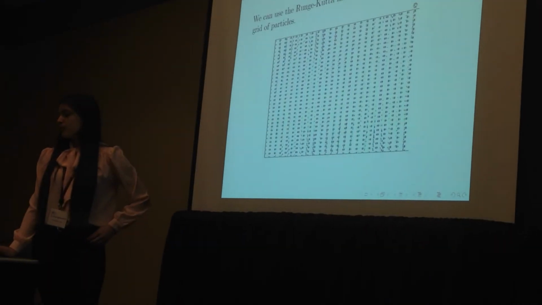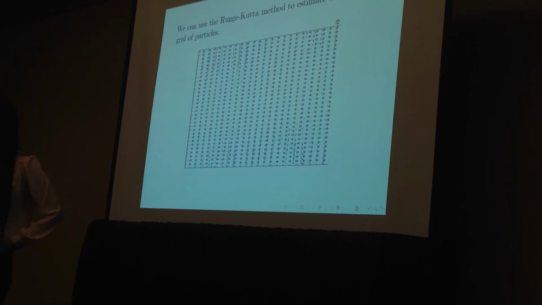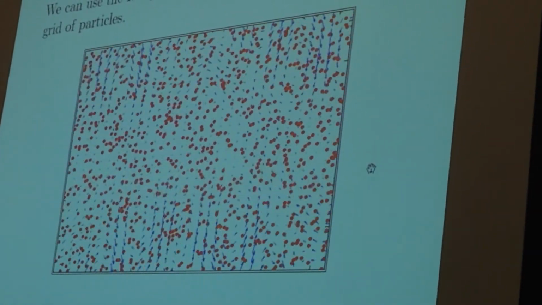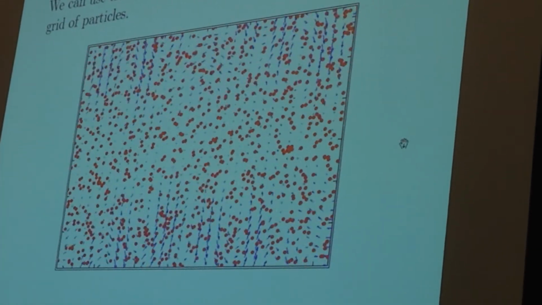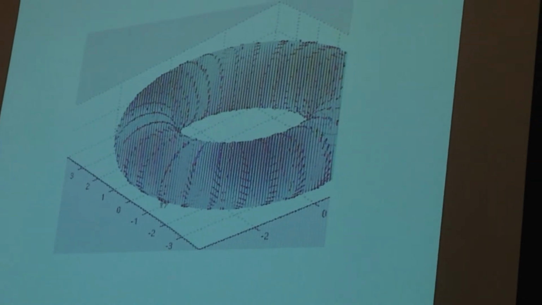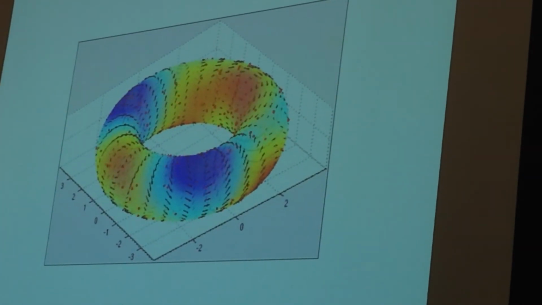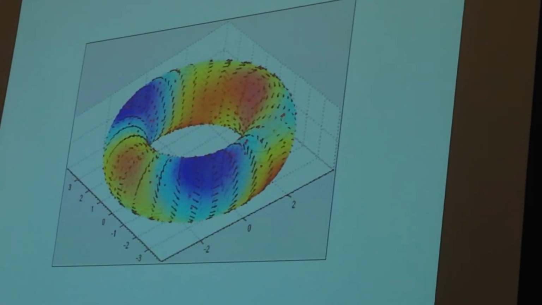And then you can use something like Runge-Kutta to estimate the path of the grid of particles. So that looks like this. And then you can also map it onto the surface of the torus, which is kind of cool. It looks like little ants on a donut.